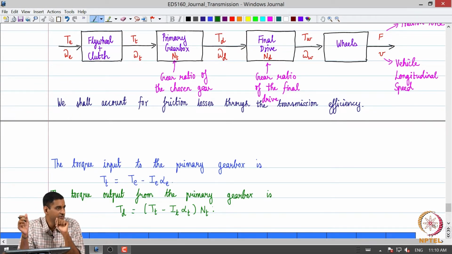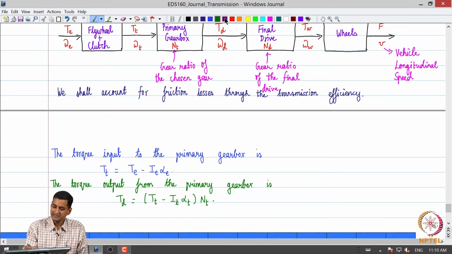So, that is how we are going to write this equation for the torque output from the primary gearbox. That is TD. Now this torque is going to go to the final drive. So, the torque output from the final drive can be similarly written.